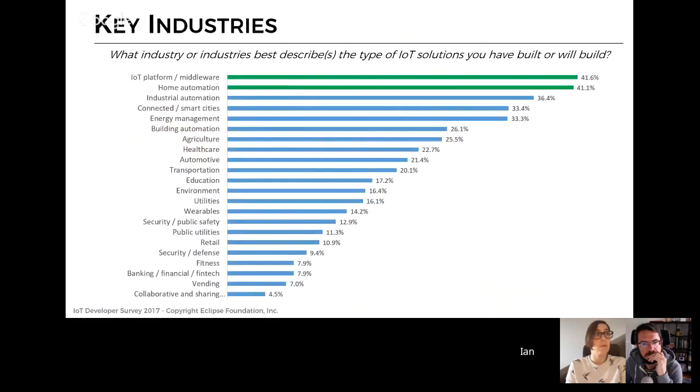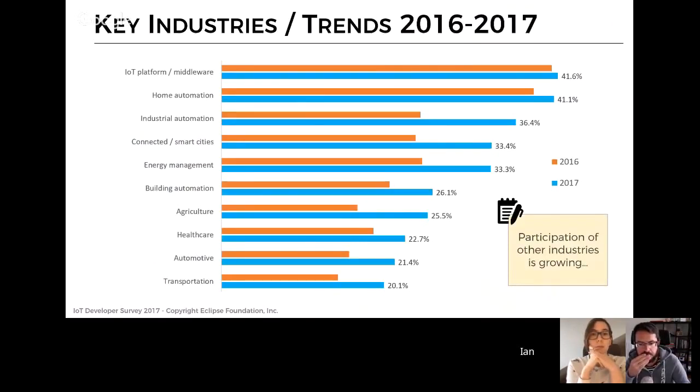So for key industries, we ask what industries their solutions are targeting, and IoT middleware, home automation continue to be the top. And this is, I think, pretty consistent with what we've seen last year. And if we go to the trends, for some of the questions, we had for what do we define as IoT middleware and platform? And to me, these are the technology vendors that are creating IoT solutions.